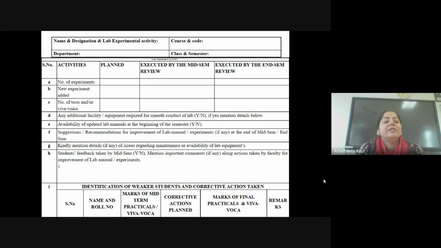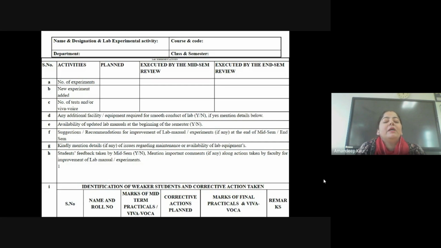Kindly mention the details, if any, of issues regarding maintenance or availability of the laboratory equipment. So monthly, we need to update the record of the laboratory environment, and likewise, we need to develop our laboratory environment. We are not buying resources just for the sake of adding to the infrastructure facility. As per the demand of the subject and of the students, we need to maintain our laboratory environment.